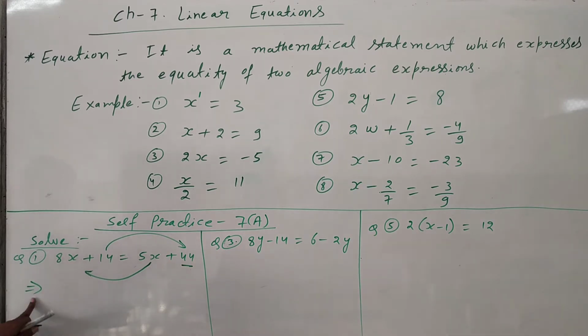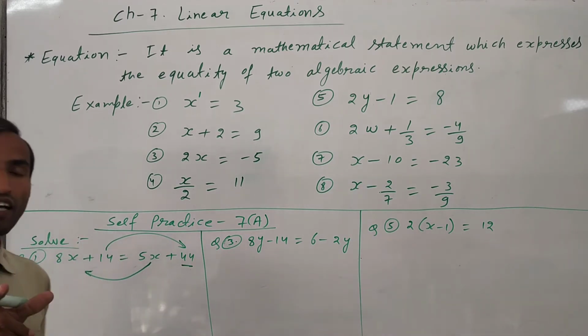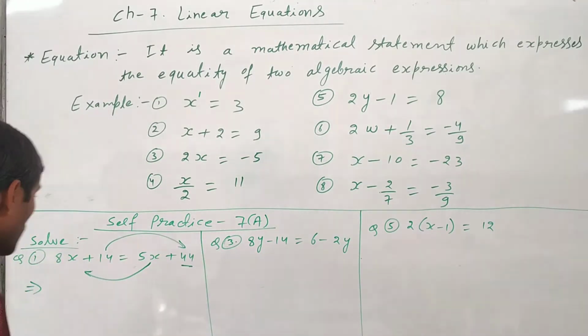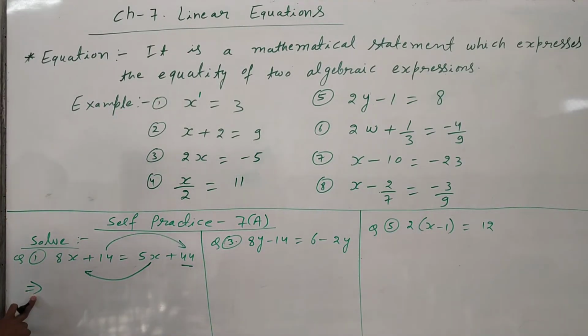Just write down here "implies". If between two expressions an equal sign or any other sign is given, then we have to use "implies". This is called the implies symbol. Okay. So 8x, and with 5x here, nothing is written, which means a plus sign is there.